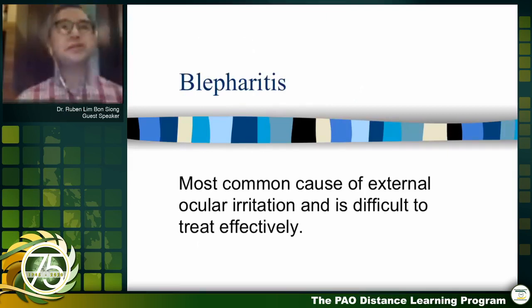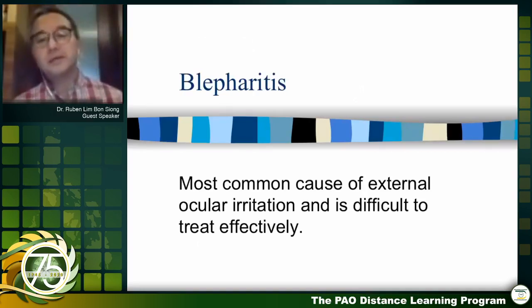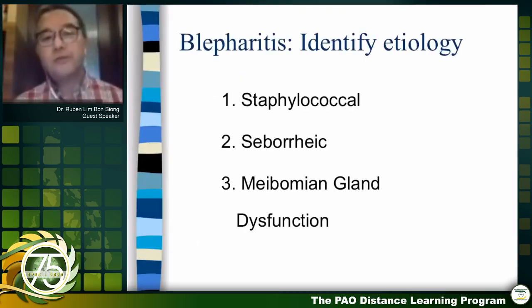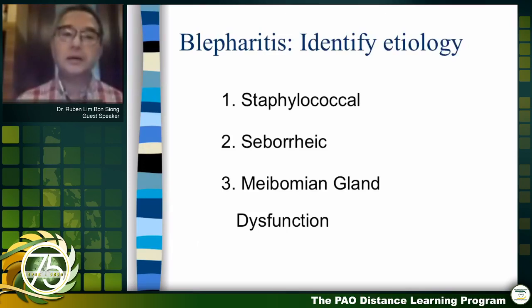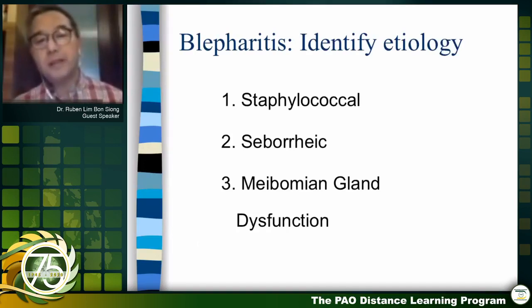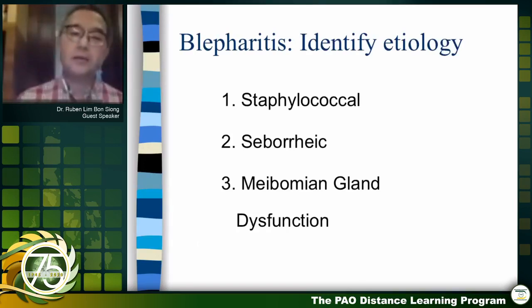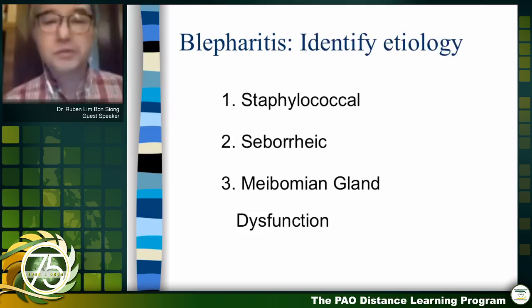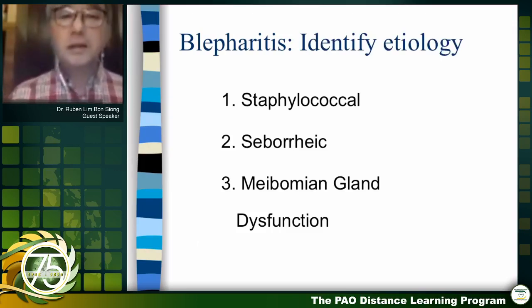Okay, so first is blepharitis. It's a very common problem. It's a common cause of external ocular irritation, and it is quite difficult to treat effectively. So the first thing you have to do is to identify the etiology. You have staphylococcal, seborrheic, and meibomian gland dysfunction. This can also be classified as anterior blepharitis, which is staphylococcal and seborrheic blepharitis, and posterior blepharitis, which will be your meibomian gland dysfunction.